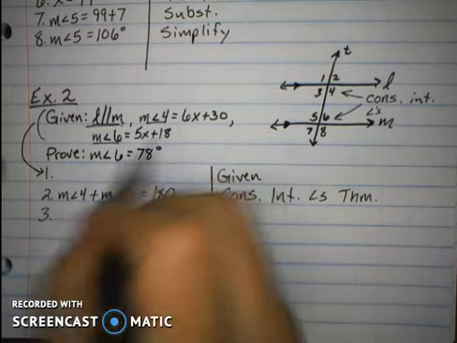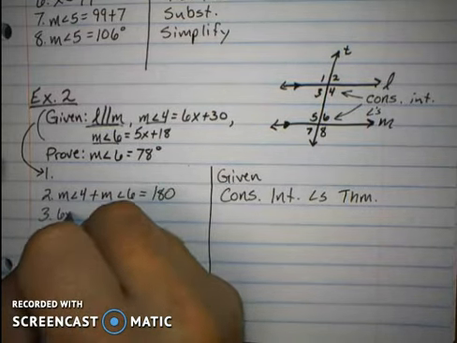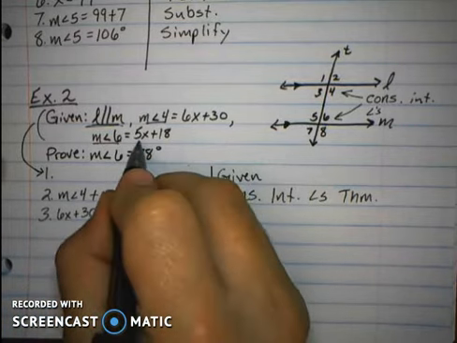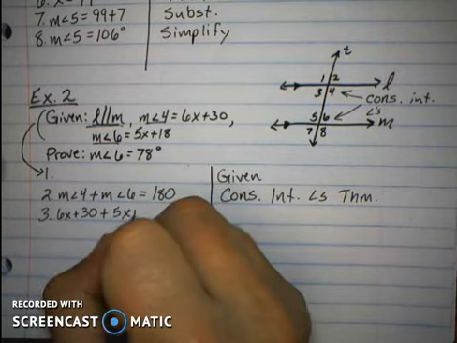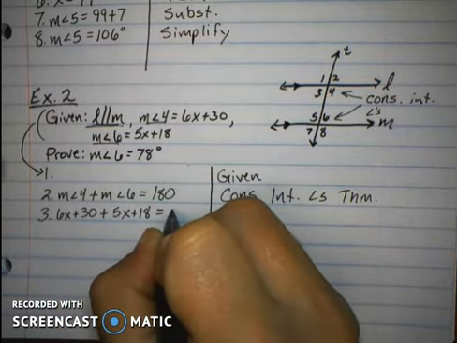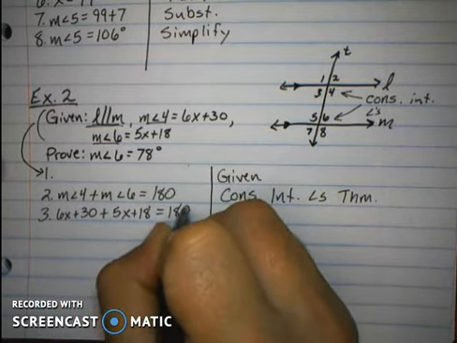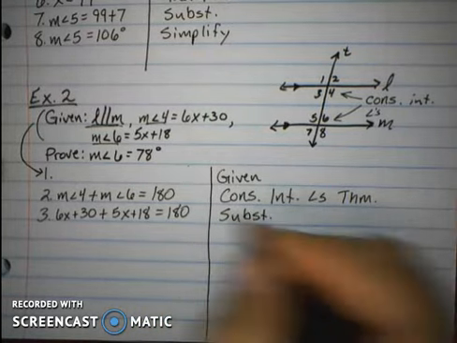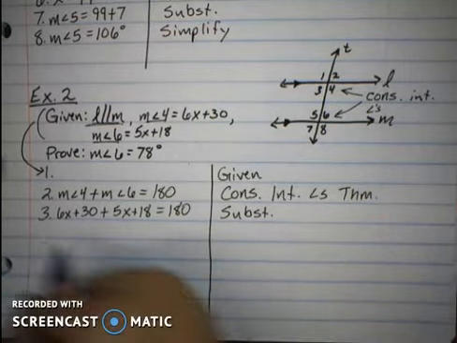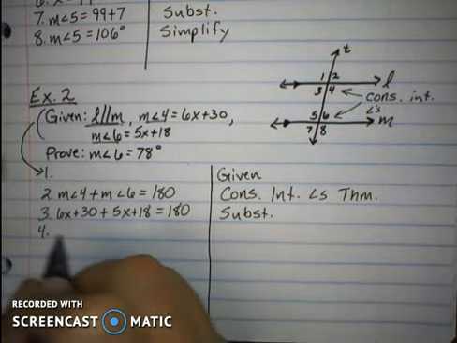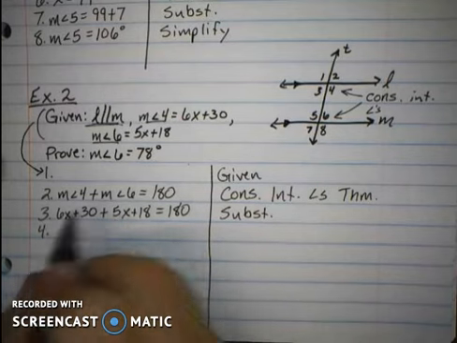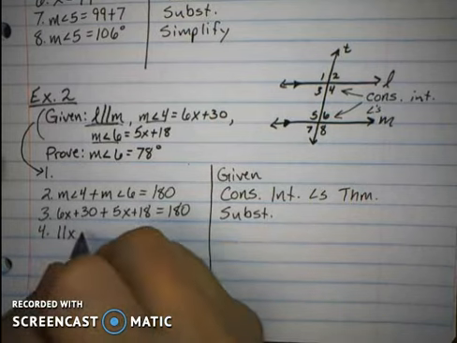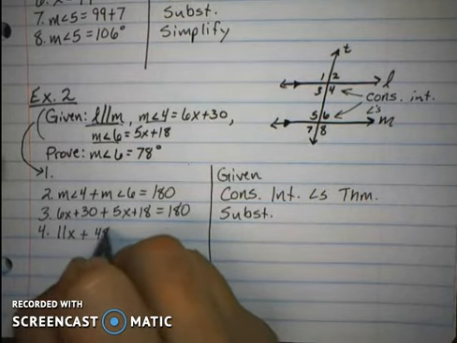The measure of angle 4 is instead going to be expressed as 6x plus 30. The measure of angle 6 is now 5x plus 18. And that should equal 180 degrees. All right? And that is just substitution. And now we can start to solve this equation for x. We first want to combine like terms or simplify. 6x plus 5x is 11x. 30 plus 18 is 48.